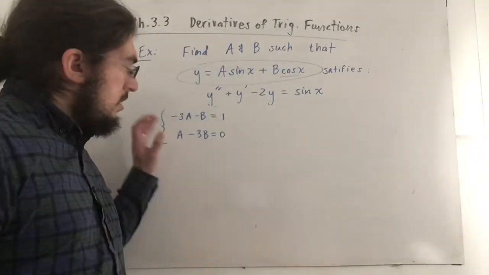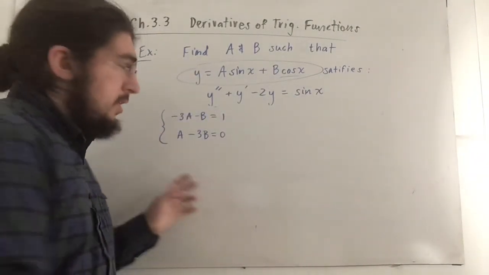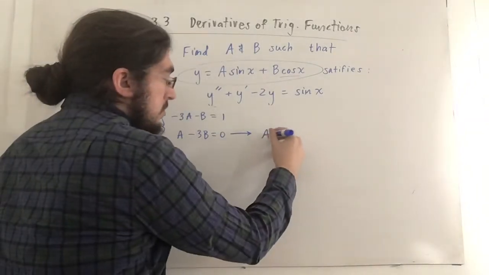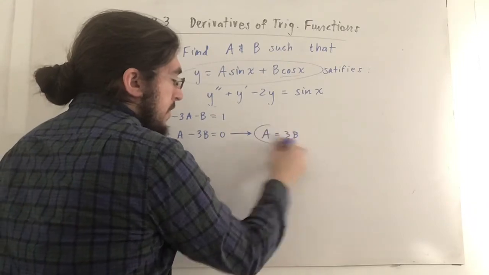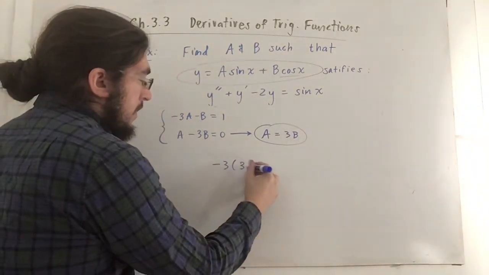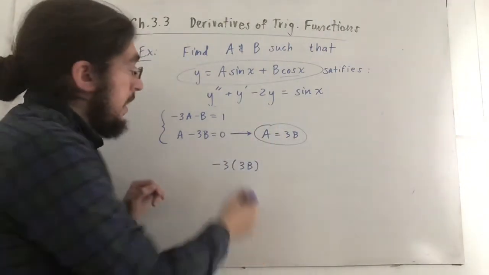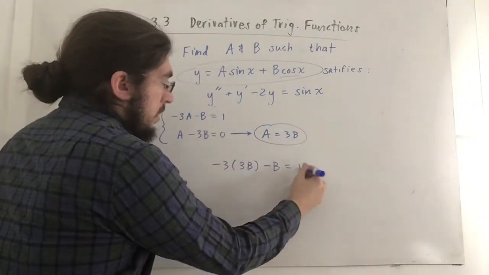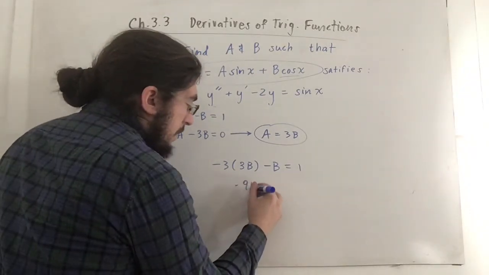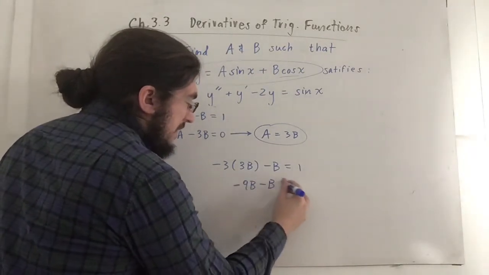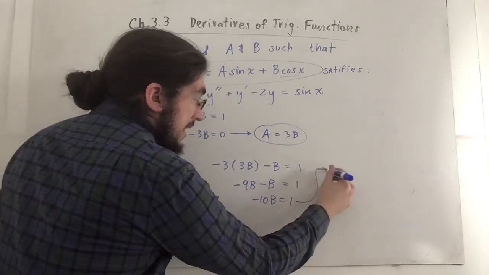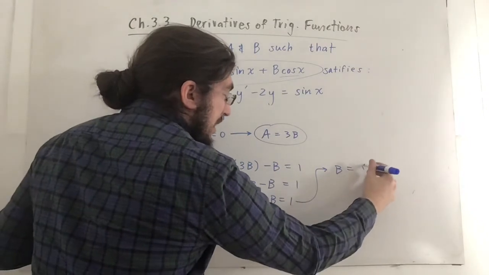Alright, so now I'm just going to solve the system real quickly. I'm going to do this by substitution. Notice in the second equation we can find a by adding 3b to the other side. So a is just 3b. Plugging that into the top equation gives us negative 3 times 3b, because a is equal to 3b, minus b is equal to 1. These multiply to negative 9b. Negative 9b minus b is negative 10b is equal to 1. Dividing by negative 10 gives us that b is negative 1/10.